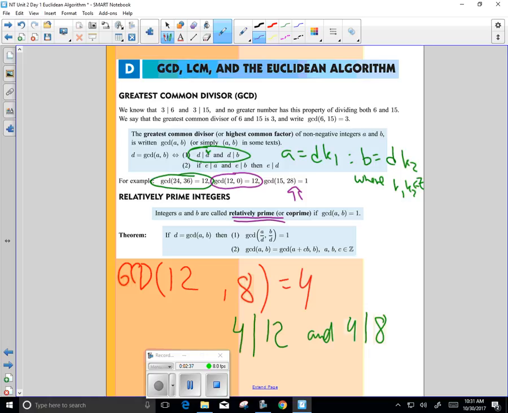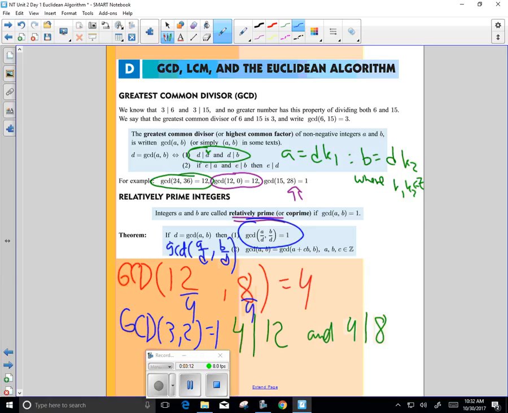And so the next theorem actually makes a lot of sense. They're saying if D is the greatest common divisor, then if you took the greatest common divisor of A over D and B over D, what will that be? Well, let's take this. What was 12 over 4? 3, and 8 over 4, 2. What's the greatest common divisor of 3 comma 2? There's your 1. So that's an offshoot or a result of that.